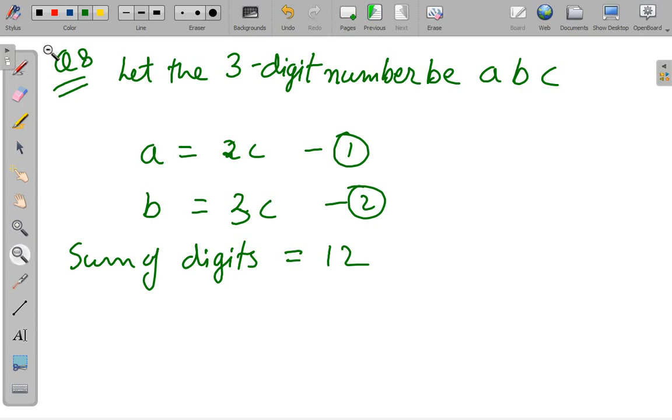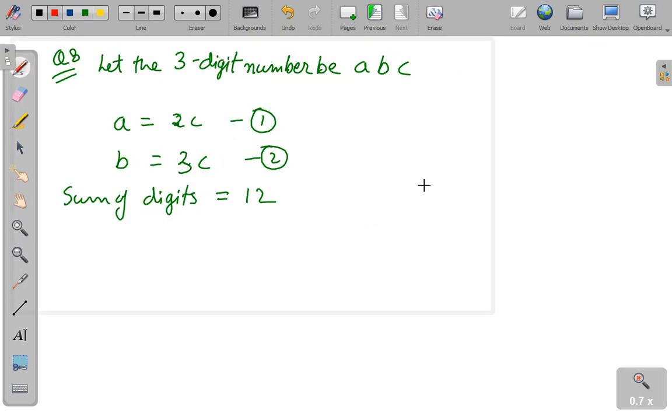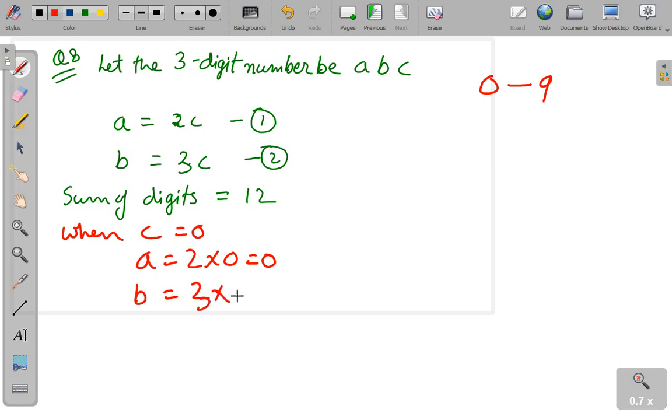Okay, so first of all, let me try to make possible combinations of numbers. What I am going to do is suppose different values of C. I will vary C from 0 to 9. First of all, I will take C as 0. When C is equal to 0, A will be equal to 2 into 0, that will be 0, and B is equal to 3 into 0, that will also be 0. So the number form will be 000, which is not a valid number.